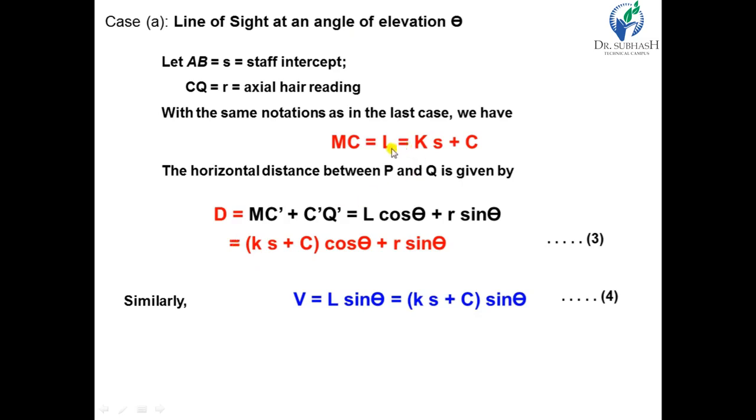So we are putting the value of L into the equation: D is equal to Ks plus C cos theta plus R sin theta, and V is equal to L sin theta, so V is equal to Ks plus C into sin theta. That is the equation. We can also convert it into a simplified format.